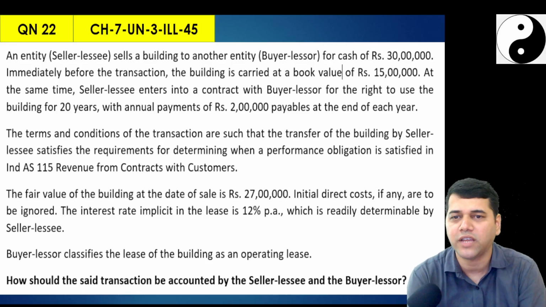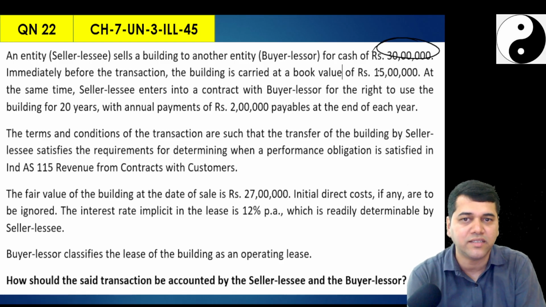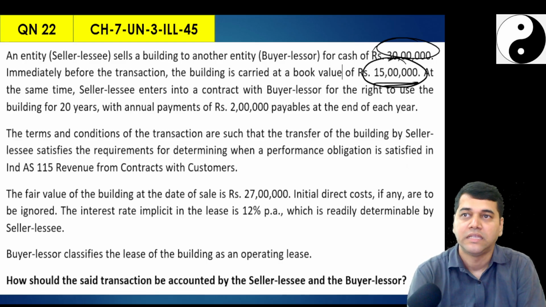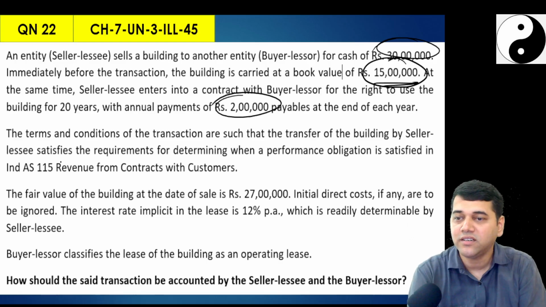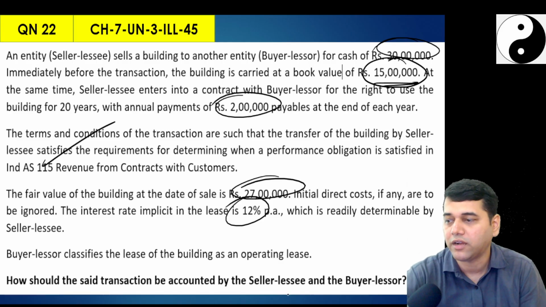Same story. I don't want to read it again. Everything is the same, except you sold at 30 lakhs and book value is 15. This is the difference. That means you will have a P&L now. But it should be adjusted for off-market transaction. 2 lakh lease rent, Ind AS 115 passed, 27 lakhs is the building's fair value, 12% implicit. How are you going to account for it? Followed, no?